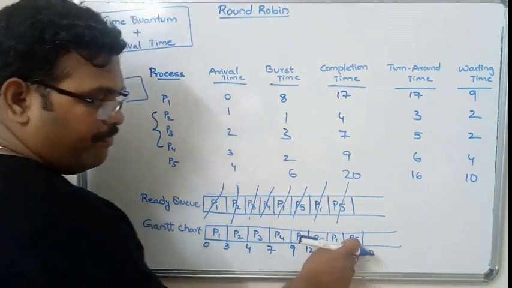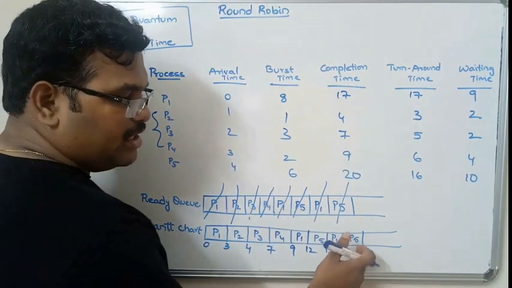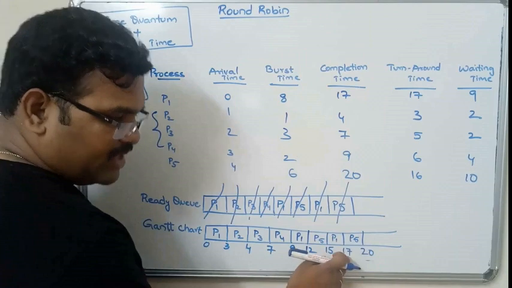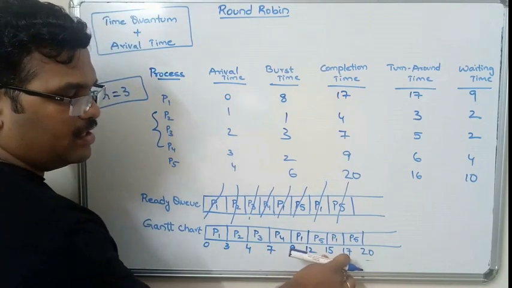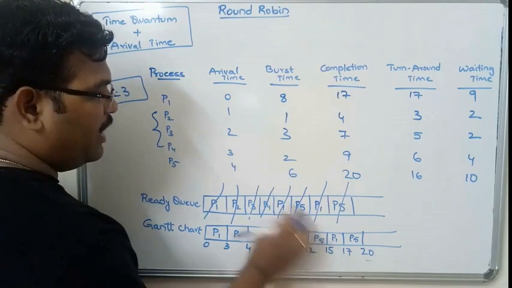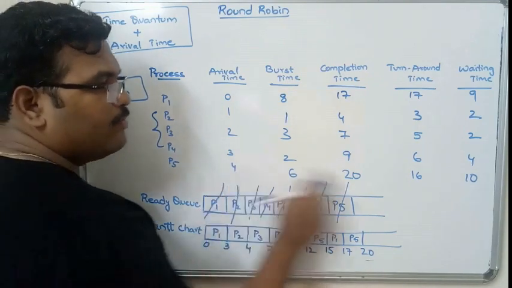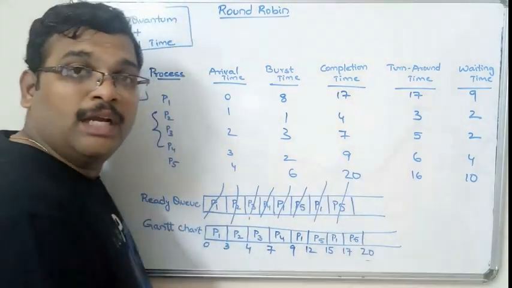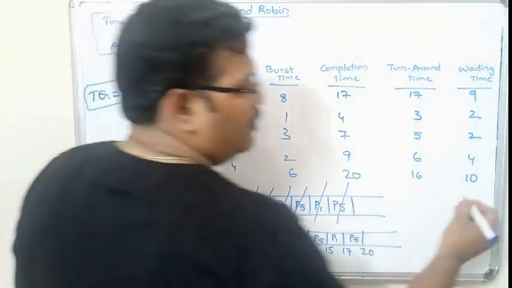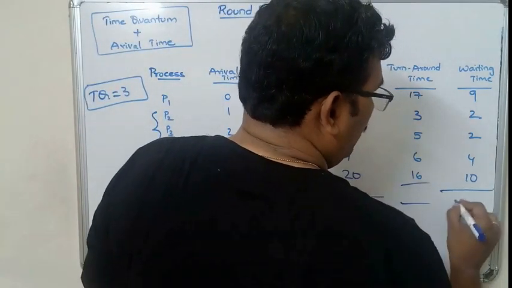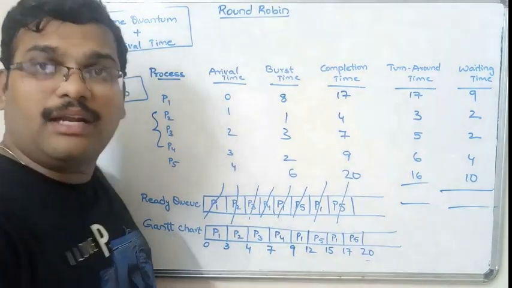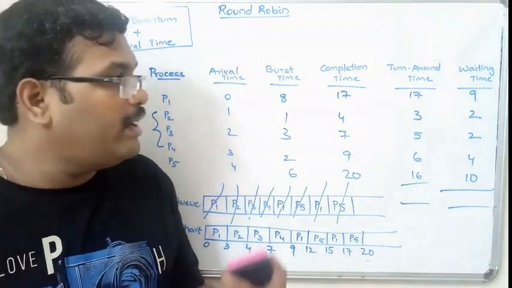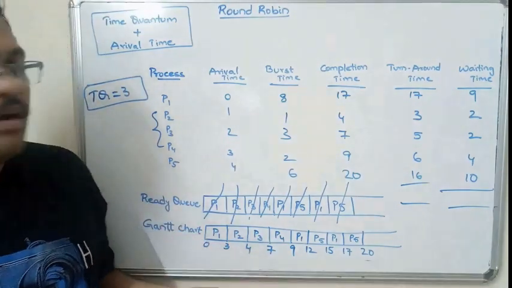Next, P5, so P5 is allocated to the CPU at 17 and previously 3 milliseconds completed, so 17 minus 3 is 14, and it arrived at 4, so 14 minus 4 is 10. Hope you understood this one. So find out this total turnaround time and waiting time. From that we can get the average turnaround time and average waiting time.